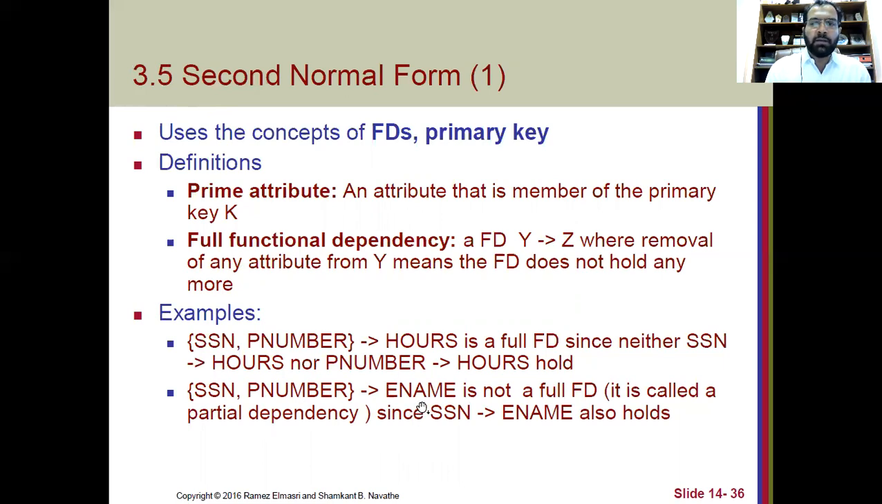In the next definition, we have SSN, P number determines ename. No, this will not fulfill the second normal form definition or constraint. Why? Because actually ename is only dependent on SSN. Ename has nothing to do with the P number. So it means this ename is not fully functionally dependent on this key. So this violates the definition of the second normal form. So that is the concept which is called full functional dependency.